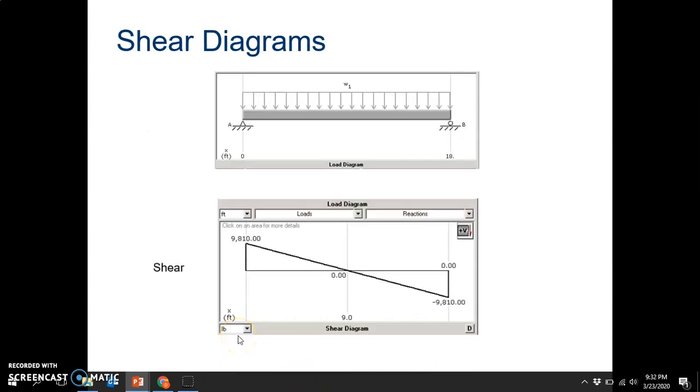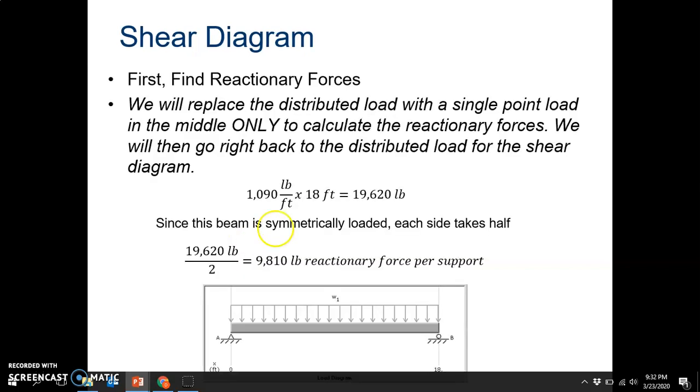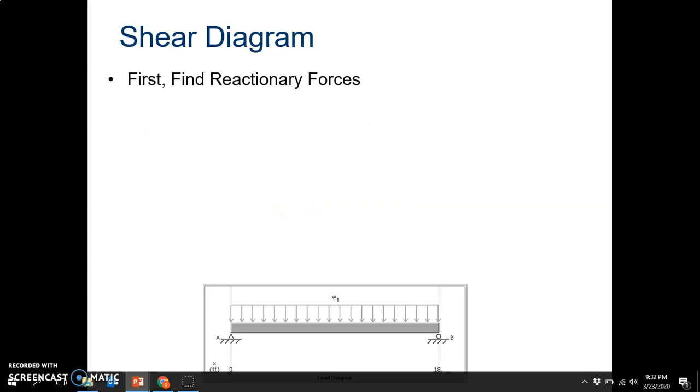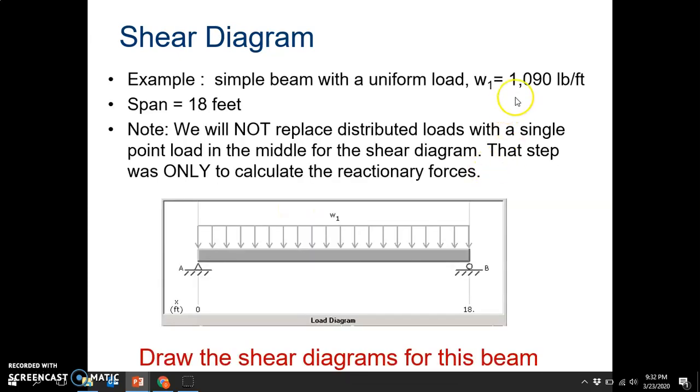Okay, so here is what your finished shear diagram would look like. You start at 0, and the first thing you would see is a reactionary force of 9,810 going up. Then, because it's a distributed load, you are constantly having load going down. So you have a slope going downward. And the slope of this is going to be negative 1,090, which is going to be the uniform load right here.